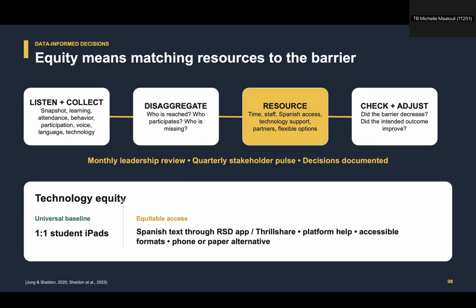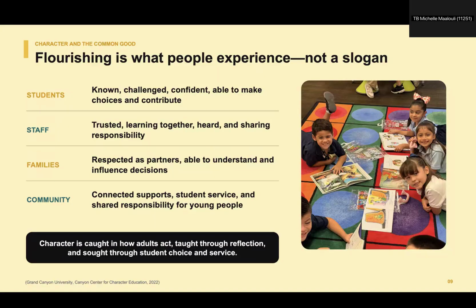Technology is a good example. Every student has an iPad, which gives us a strong universal foundation. However, having a device does not automatically mean every family can navigate an application, open a link, or read a message. So, if evidence shows that the resource is not reducing the barrier, we will change the resources or the approach. We will not blame the student or family for a system that has not been accessible. That is the difference between distributing resources uniformly and allocating them equitably.